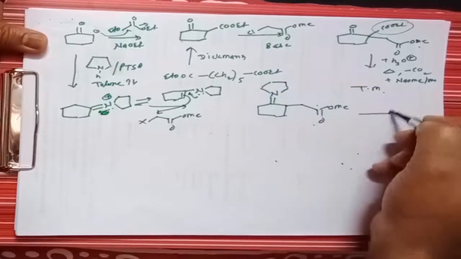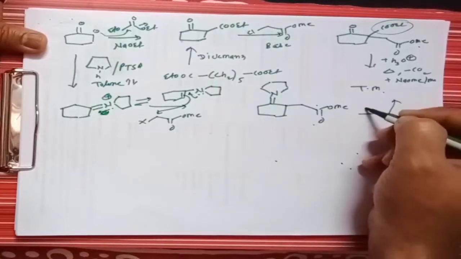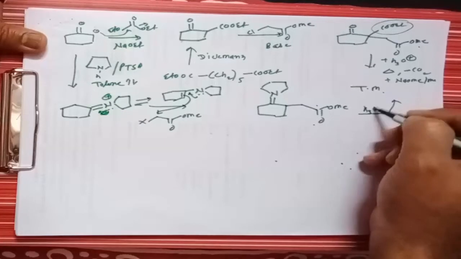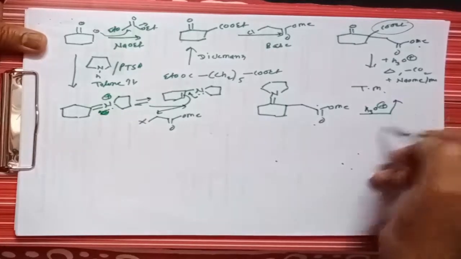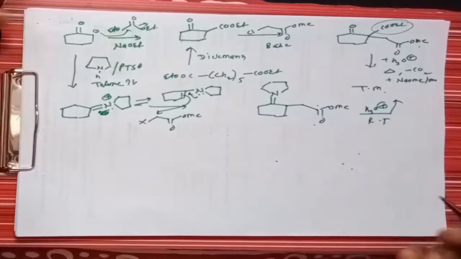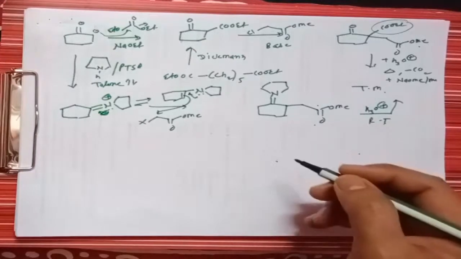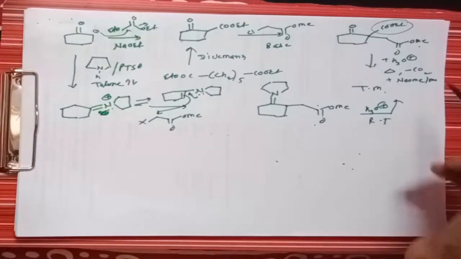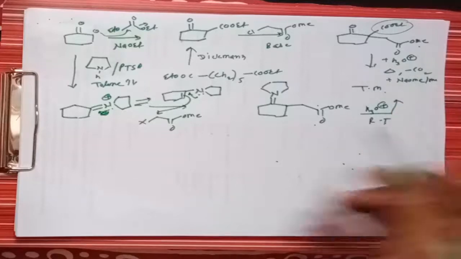In a further step, if we hydrolyze, that means deprotection, then it gives the target molecule at room temperature. So this is another method to prepare this type of 1,4-dicarbonyl compound.